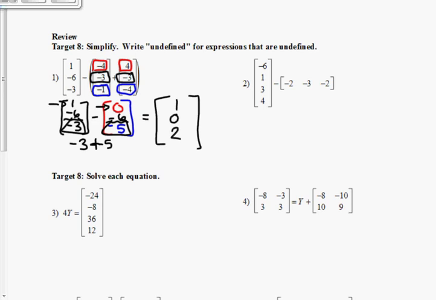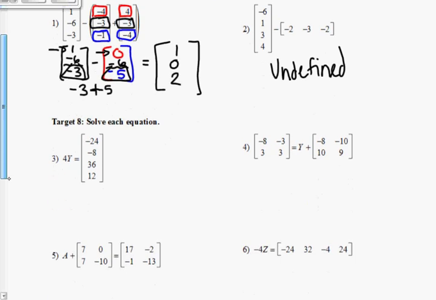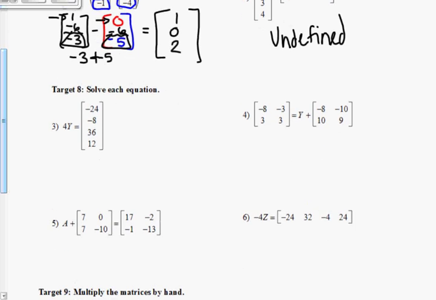On number 2, it is undefined. We are not able to subtract these two matrices because they are not the exact same size. Remember, they have to look exactly alike in order to combine two matrices. 3 and 4, we're looking for solving for variables. So on 3, it says 4 times some matrix has to give me the matrix on the right-hand side. So 4 times what is going to give me my matrix Y?